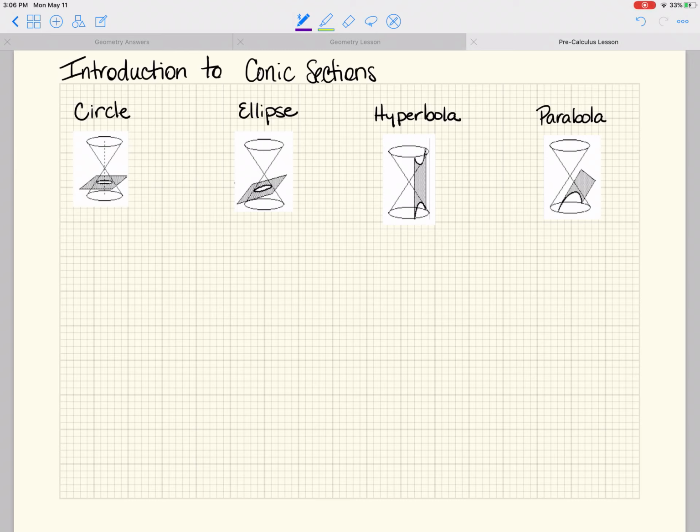Welcome to Pre-Calculus. Today we're going to be doing a very brief introduction into conic sections, focusing on the circle and the ellipse.